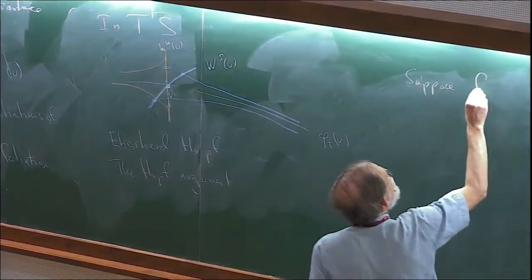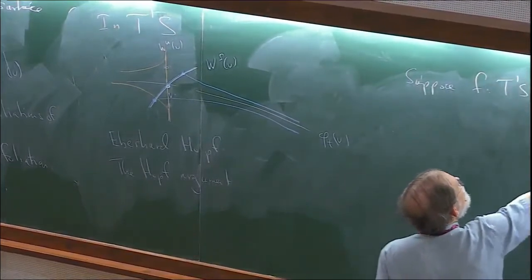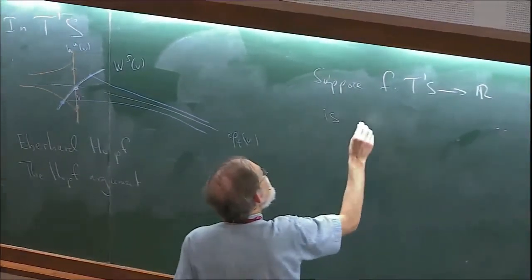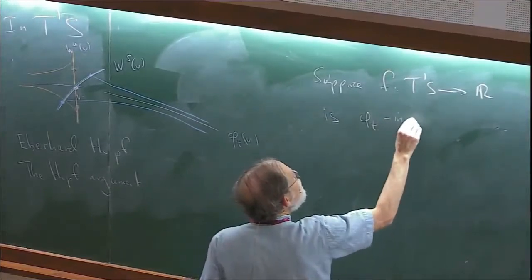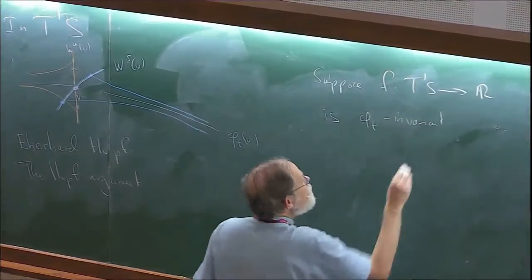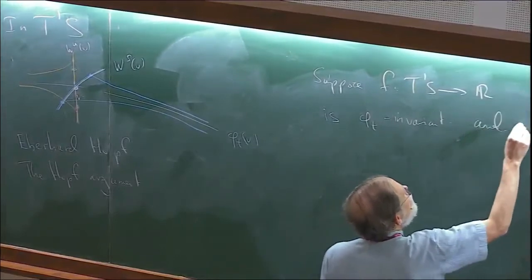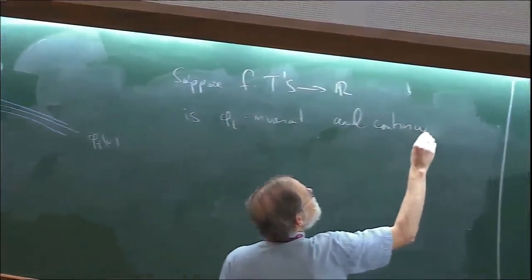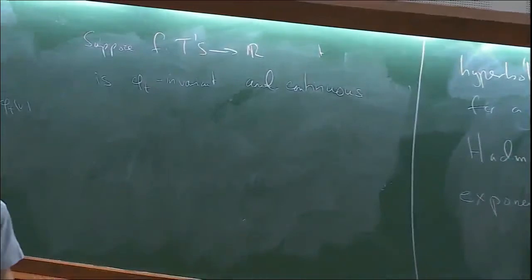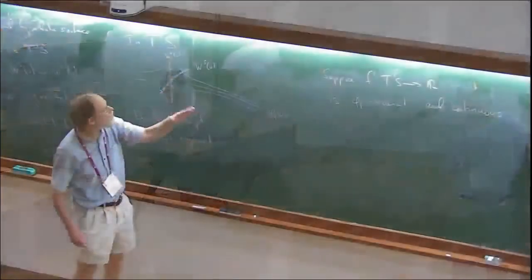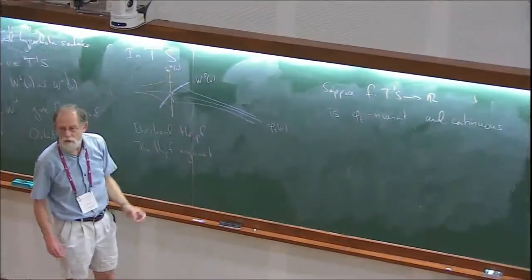Let us suppose that f from T¹S to R is invariant. That's what I have to investigate. Then I'm also going to assume that it's continuous. And now I'm going to show you that this function is actually constant. And why is it constant? Well, if I start off at v, there are three directions in which I can move. I can go along orbits, I can go stably, I can go unstably.